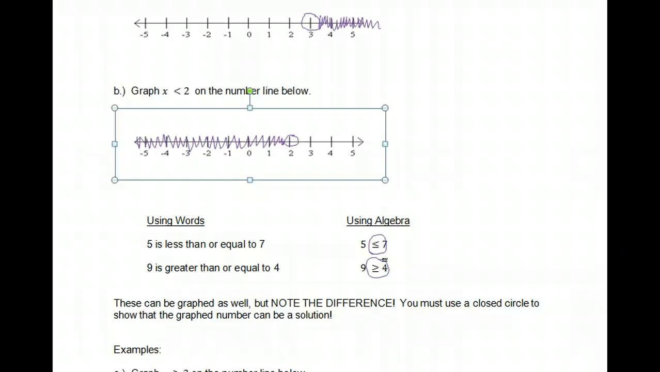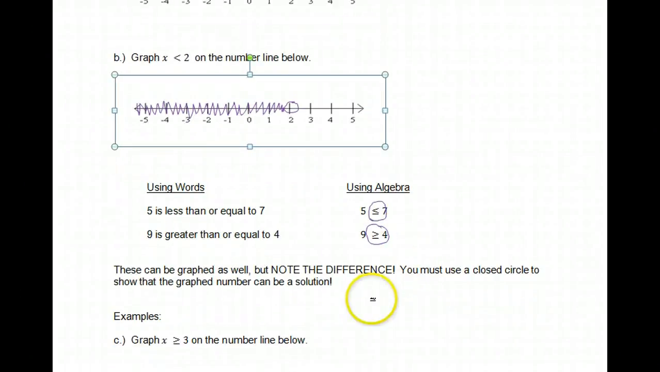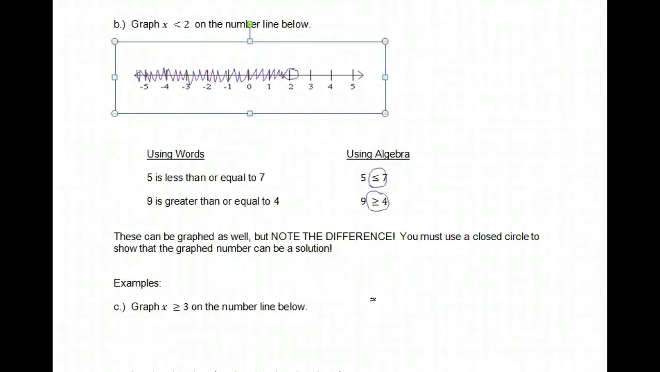Now, these problems can be graphed as well, but there is a difference in how we graph them. We have to use what's called a closed circle to show that the graphed number can be included in the solution. So it is the boundary, and it's also part of our solution set, and that's where the equal to portion comes in. The closed circle represents the equal to.